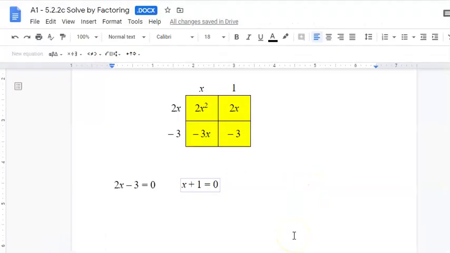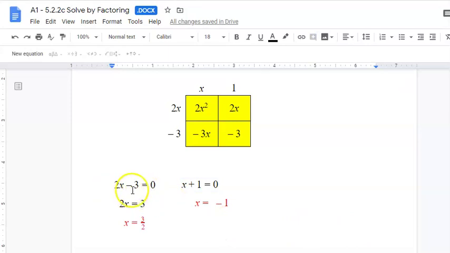The next step is to take each of our factors and set them both equal to 0. 2x minus 3 is equal to 0, and x plus 1 is equal to 0. This is called the zero product property. We know one or both of these factors must be 0 for the product to be 0. So we solve each equation to find our two solutions to the quadratic equation.